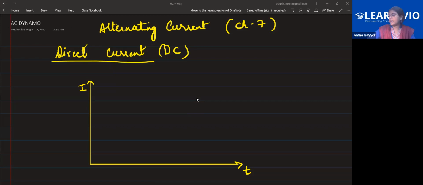With alternating current, our magnetism portion is left that we have to discuss, and we'll be discussing that portion. So do not worry about that.